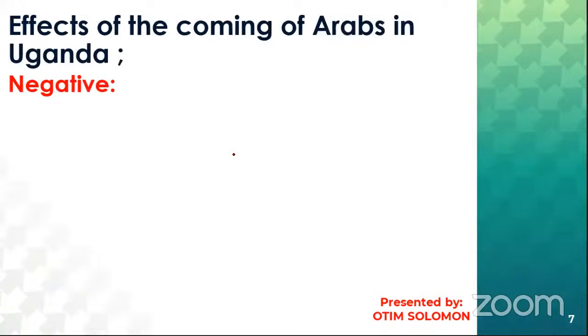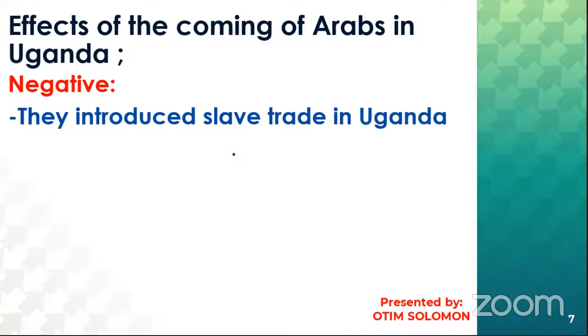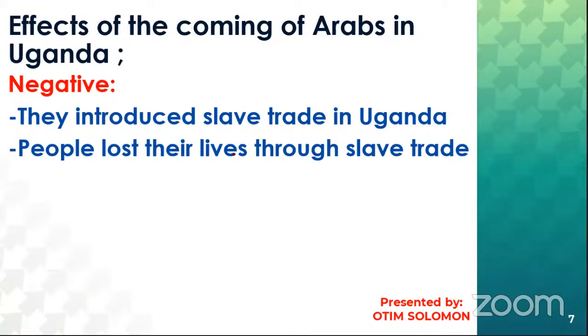So as we look at the negatives, I want us to take note that the Arabs are the ones who introduced this hostile, inhuman slave trade. Slave trade is the buying and selling of humans as the item of trade, okay? So in that process, people lost their lives. As I told you, the trade included movement from one place to another over a long distance.